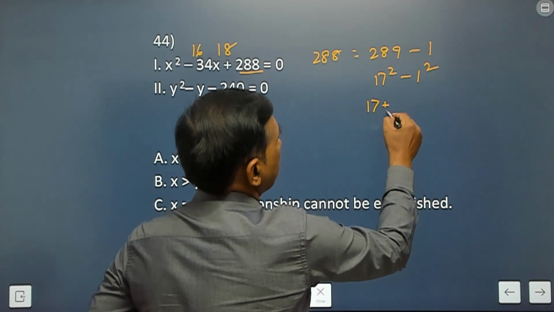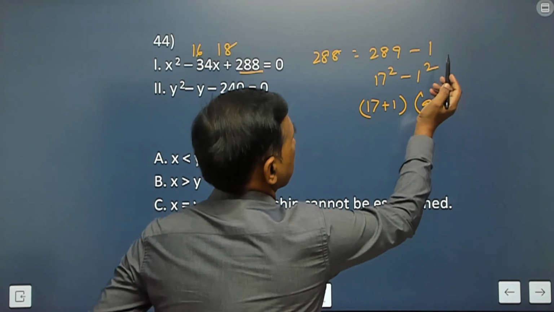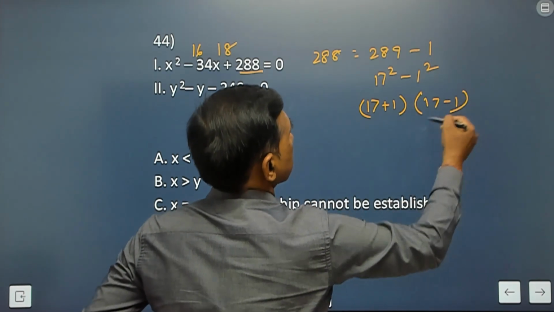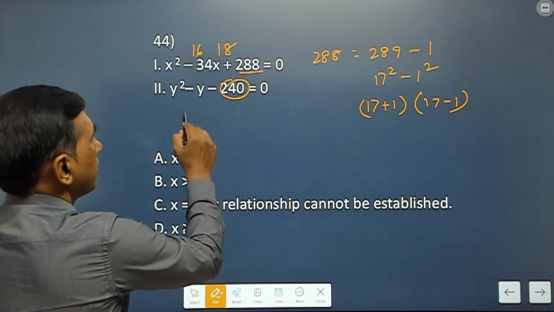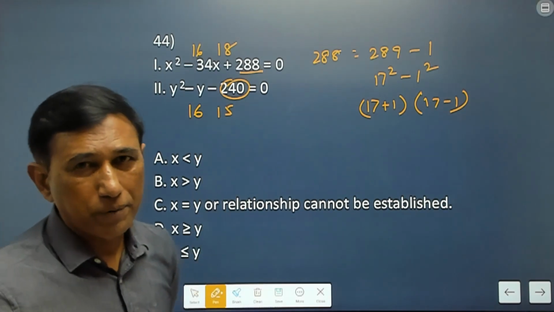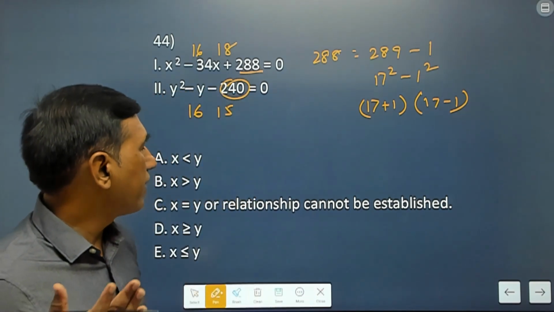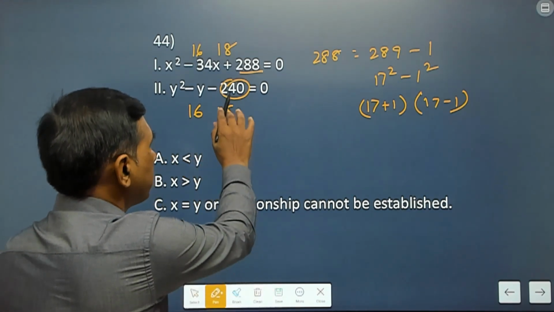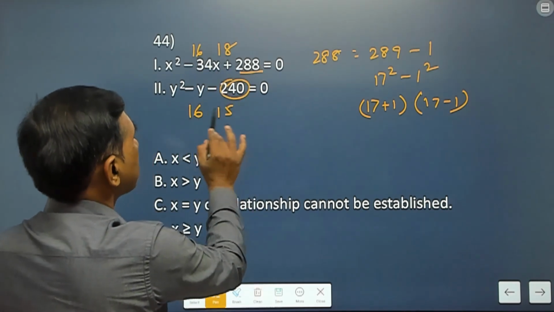So it can be 17 plus 1, a square minus b square, a plus b, a minus b. So 16 and 18. Here, this is also a very common pair, 16 into 15. And if you see my basic video, there I have mentioned some pairs. This is also one of them. 16 into 15 is 240. So now you have 16, 18, 16, 15.